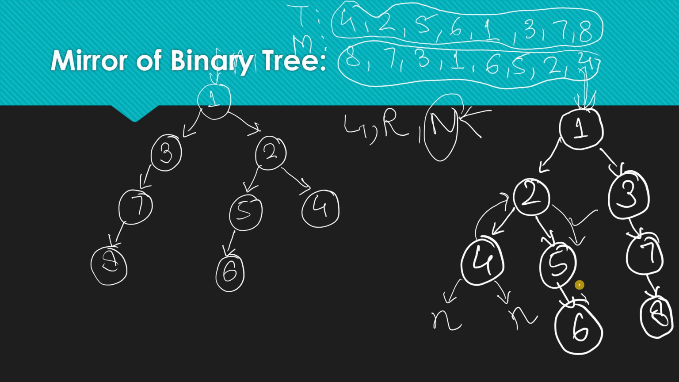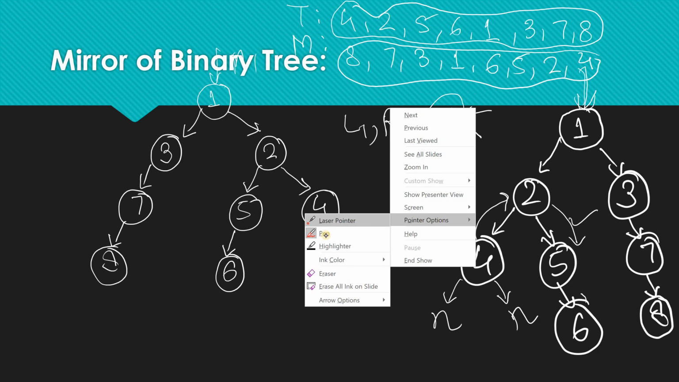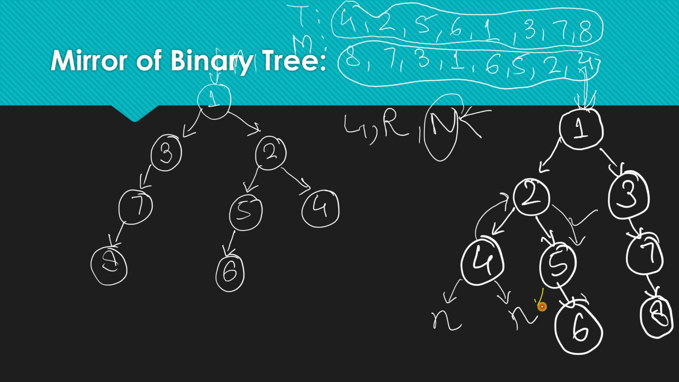This 6, let me draw with the other color so it will be easy to spot. So this 6 will come here, right? And this part will become null because we swapped both of the parts, right? And then we'll come back here at 2.